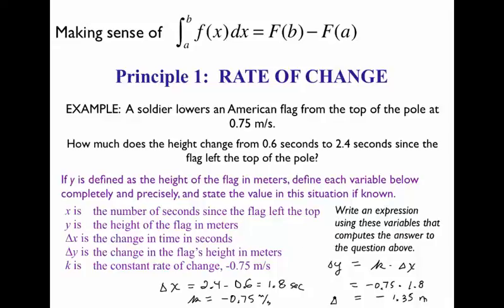Just emphasizing here that we're not dealing with values of x and y. We're dealing with values of delta x and delta y, right? Change in time and a change in height. That's why it's perfectly legitimate for this to be negative 1.35 meters, because that's not the height, that's the change in height for this change in time.